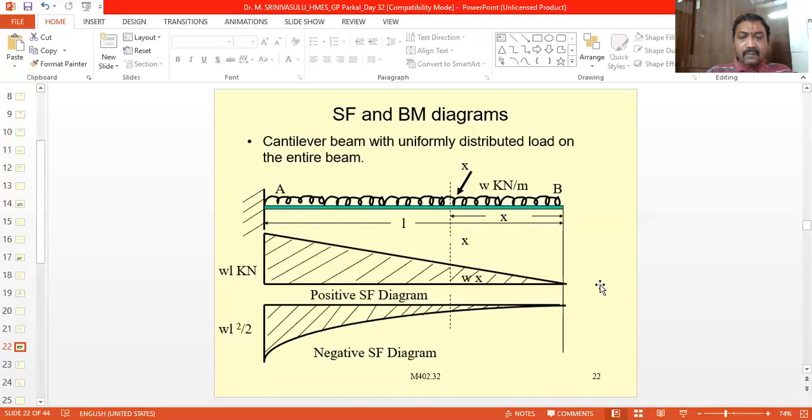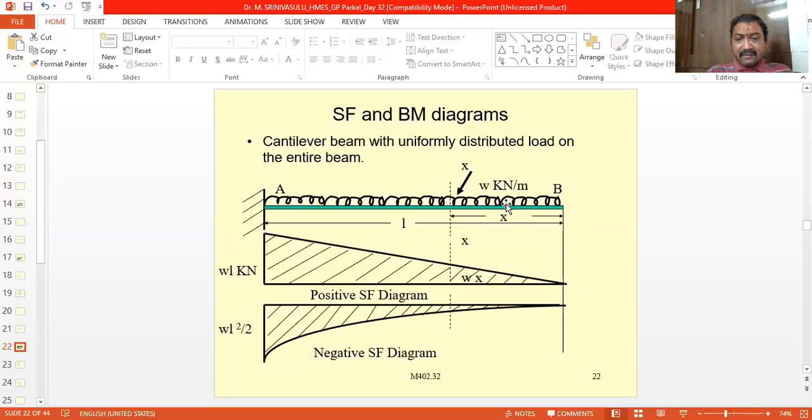Now coming to the bending moment at this section xx. So it is very important. What is the force acting at xx? The force is equal to W into x, and this W into x is the magnitude of the force. This magnitude of the force generally acts at the centroid of this length. So the centroid will be at the midpoint. Therefore, this W into x will act at this midpoint, at a distance of x by 2 from B and x by 2 from xx.